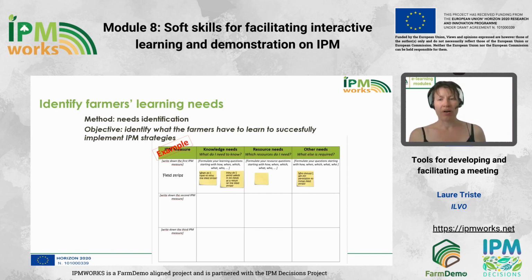And then you think about what do I have to learn? What do I need to know to implement this IPM measure? Then you think about which resources I need, like machinery, labor, etc., to implement this IPM measure. And then there might be some other needs, for example, some approval from the municipality or something else.